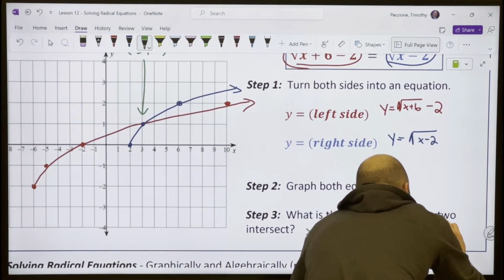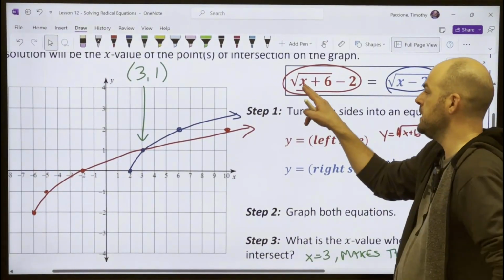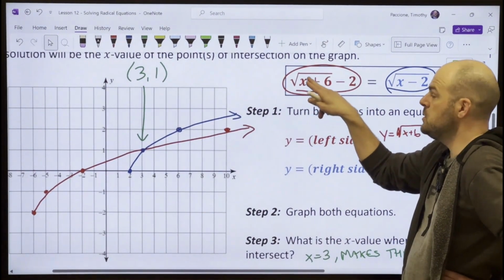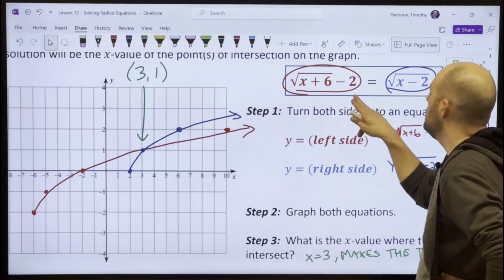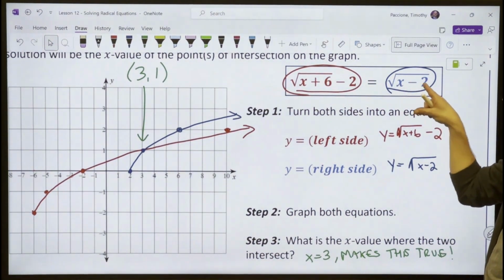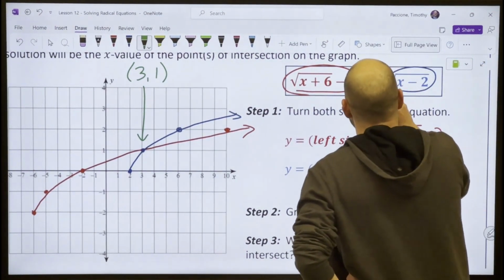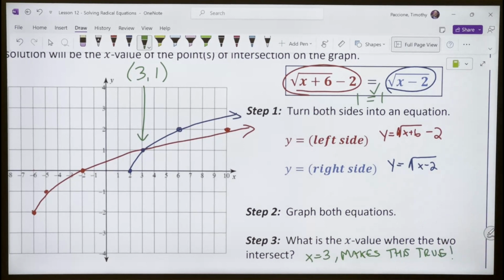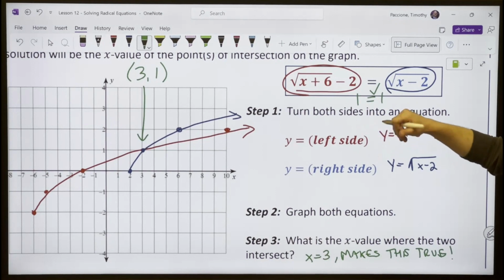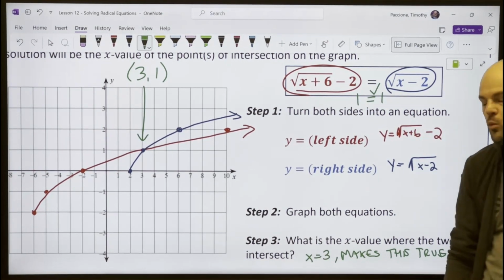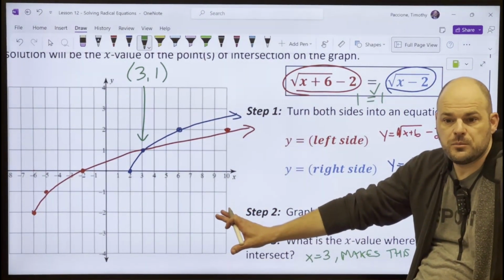And how could we be sure? Plug it in, right? And in the interest of time, we're going to do this mentally. 3 plus 6 is, square root of 9 is, 3 minus 2 is, square root of 3 minus 2. 3 minus 2 is, square root of 1 is, so 1 equals 1. This works, right? This gets you the value that makes this true. Now, you don't have to do that mentally. You can plug it in and prove it to yourself with written work, right? Okay, so this strategy will get you that value that you're looking for, okay?